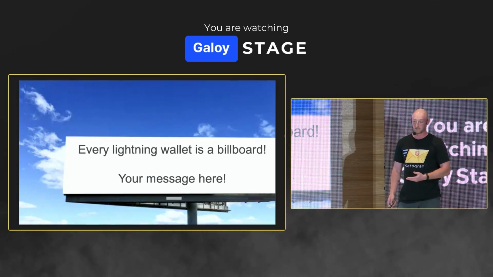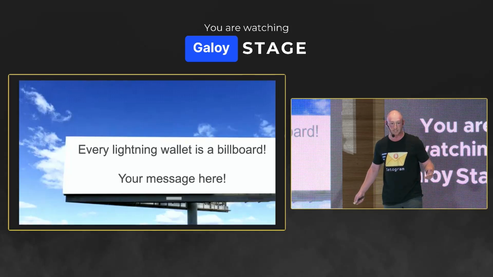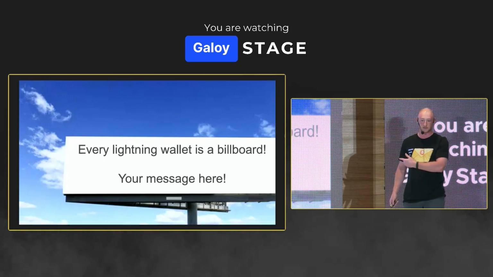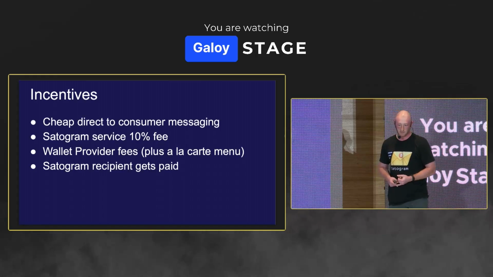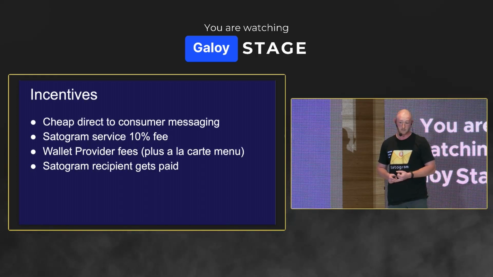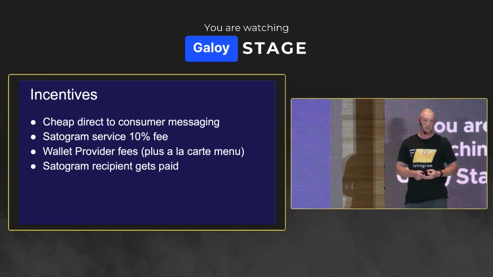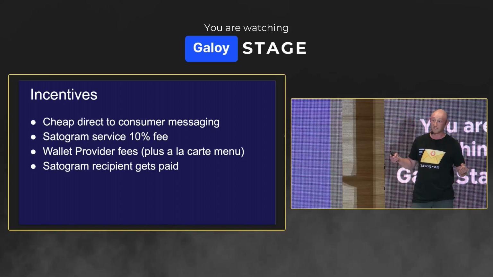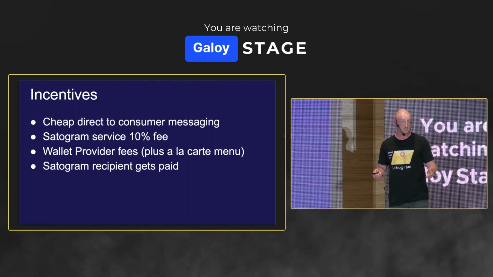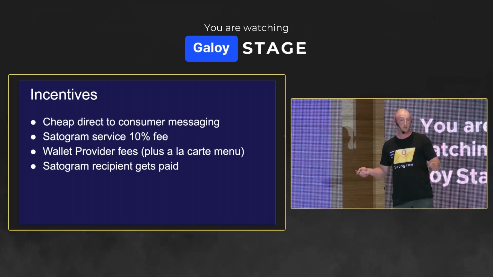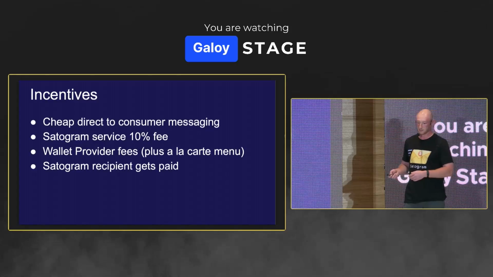What do we have here? Every Lightning wallet is a billboard. People are walking around with billboards in their pocket that are just not being used right now. Put your message here. So incentives, like I was just mentioning, it's very cheap to use. The service right now that I'm running takes a 10% fee. The wallet providers who implement this can charge whatever fees they want. And at the end of the day, the recipient of the Satogram is getting paid. Everyone's a winner here. And it's a new revenue stream specifically for wallet providers.